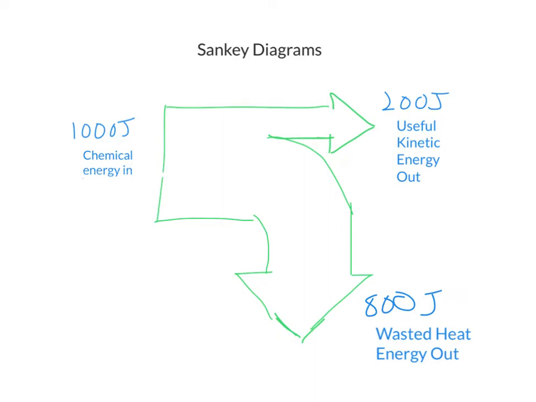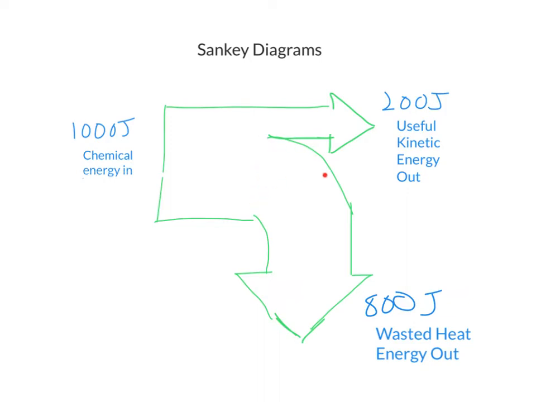So a car engine, if you start at the left hand side, will take in 1000 joules of chemical energy from the petrol. And as we follow the diagram along to the right hand side, we'll see it branches off into two separate paths. The part that goes straight ahead is the useful energy. So for a car engine, 200 joules of energy will be transferred into useful kinetic energy.